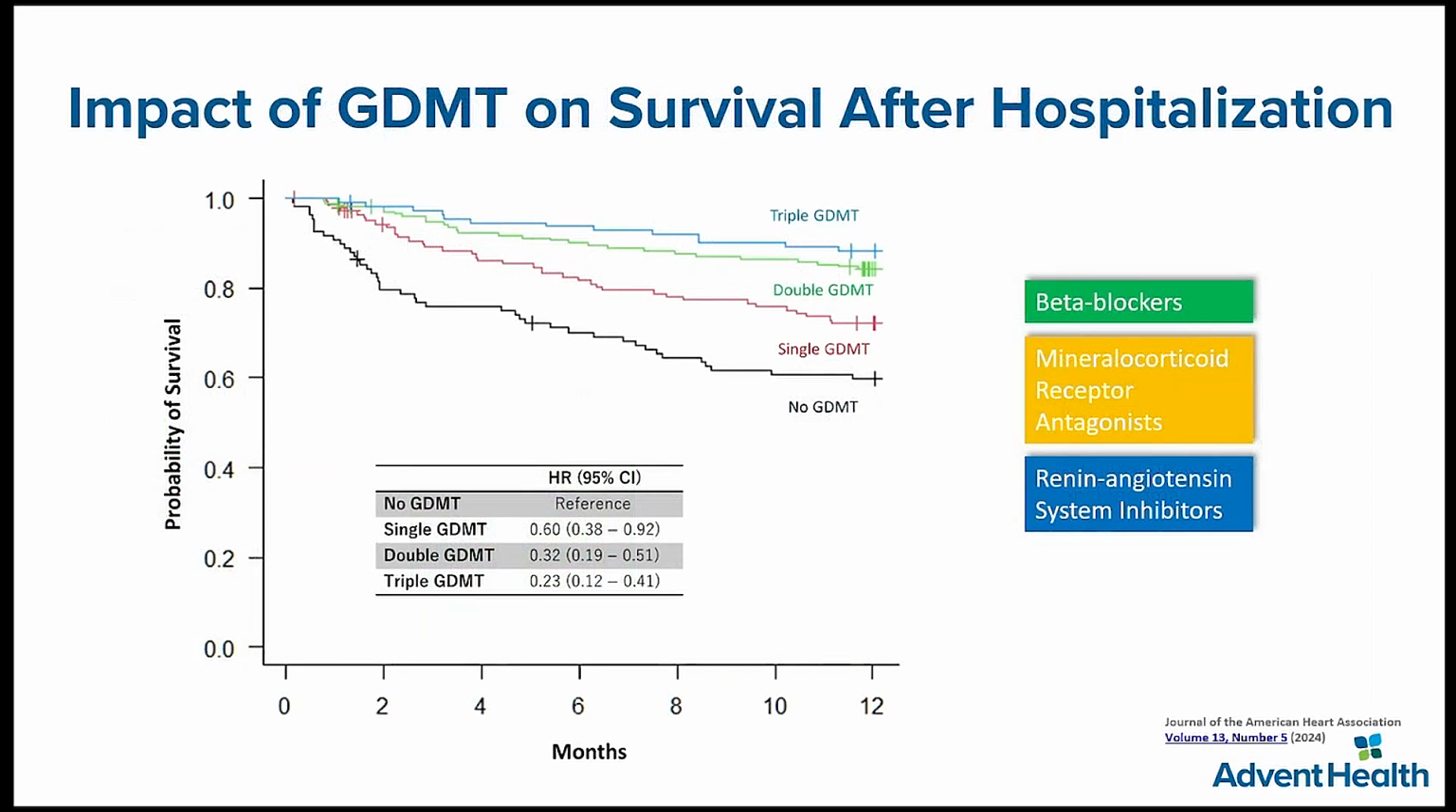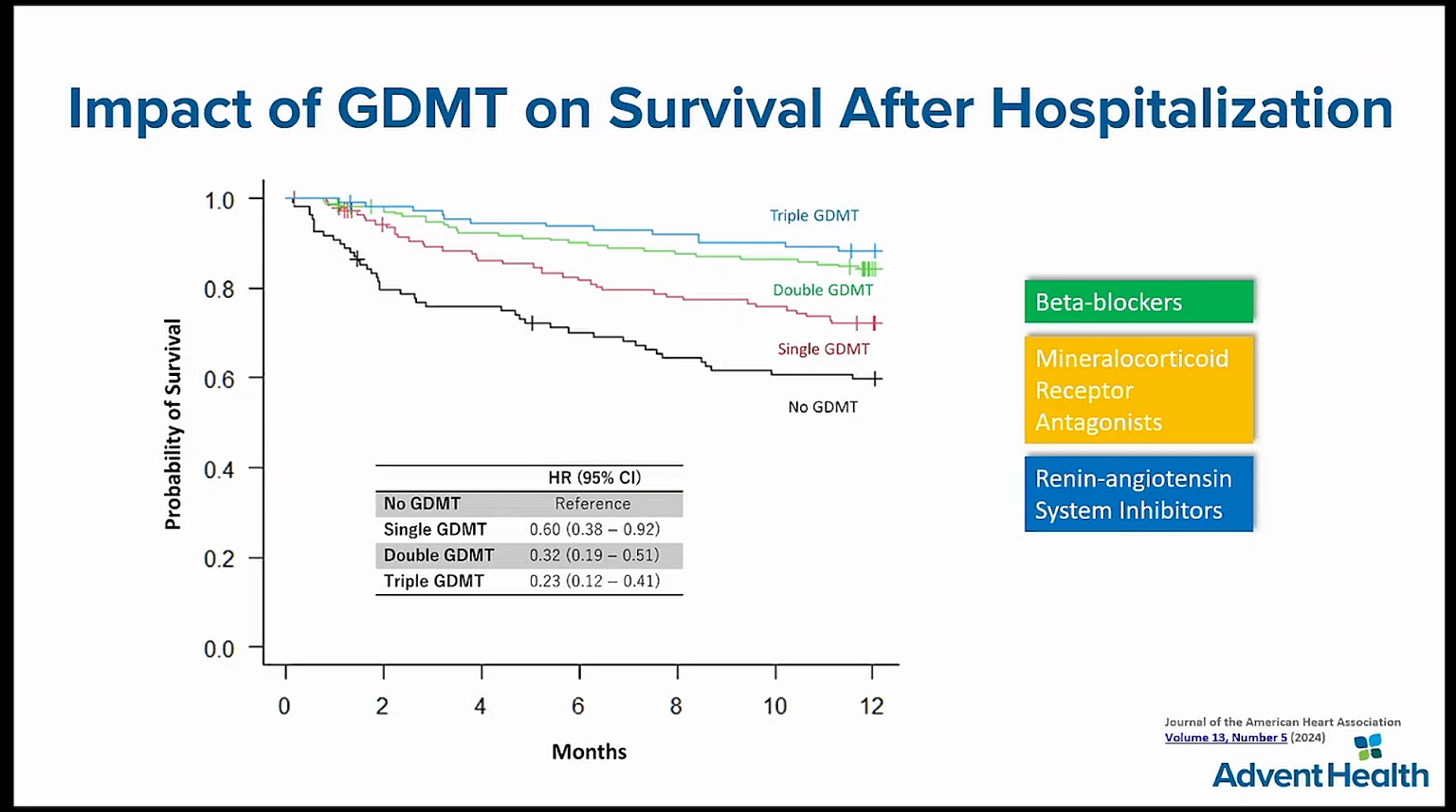The importance of GDMT has been shown repeatedly on different studies. This is a registry study that shows that patients who are discharged from the hospital benefit significantly from reinitiation or continuation of their GDMT. The blue line you can see is patients that were on triple GDMT, whereas the black line are patients that were on no GDMT, and you can see the substantial difference between the two. Interestingly, even if you can only get the patient on 2 GDMT, you can see the difference between triple and double is not that significant.